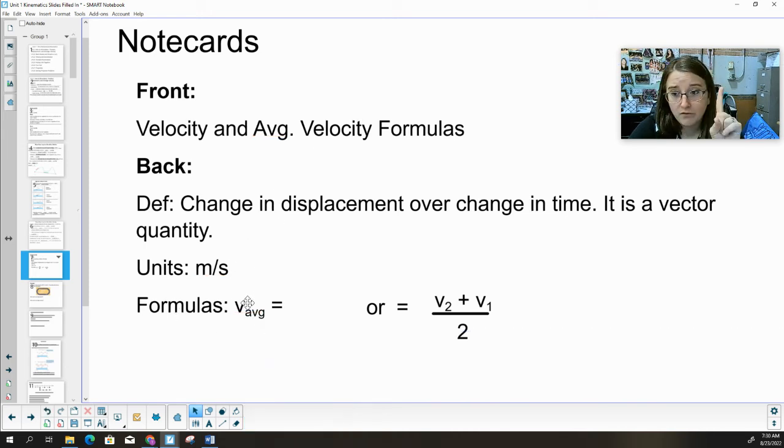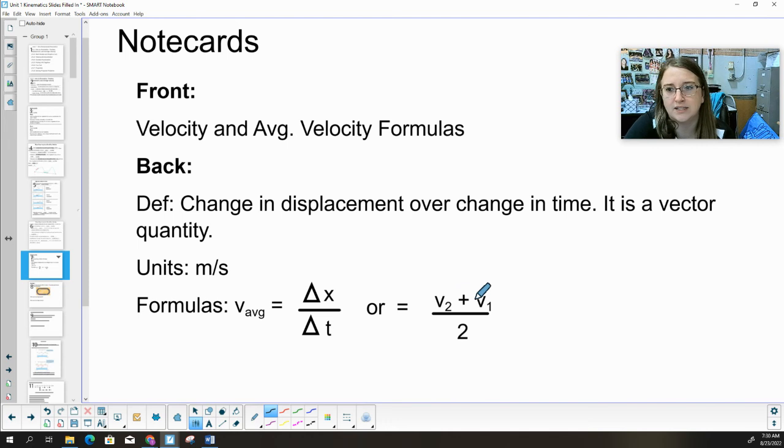So one formula for average velocity is change in displacement over change in time. Remember that little triangle, delta, means change. Or this is the normal average formula: the first velocity plus the second velocity divided by 2. That's how you find an average, right? Taking the average of two things, add them together, divide by 2. So depending on the context, it'll be either one of these that equals your average velocity.